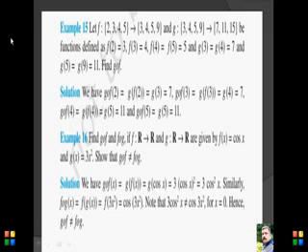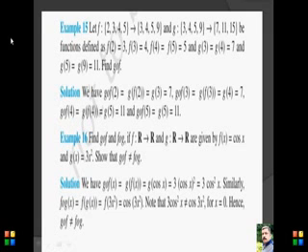Find g∘f and f∘g if f: R to R and g: R to R are given by f(x) = cos x and g(x) = 3x². Show that g∘f is not equal to f∘g. So we have (g∘f)(x) = g(f(x)) = g(cos x). This implies 3(cos x)², which can be written as 3cos²x.